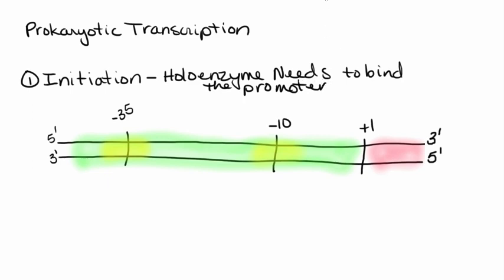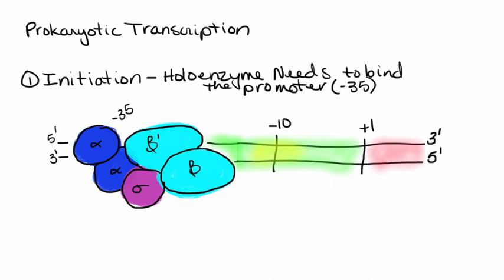So holoenzyme binding the promoter, specifically binding the promoter at that -35 consensus site, is what we're going to be starting with. So once the holoenzyme has bound to the consensus sequence, this is really going to start the whole process. The sigma enzyme is going to leave very quickly after the holoenzyme has assembled on the promoter.